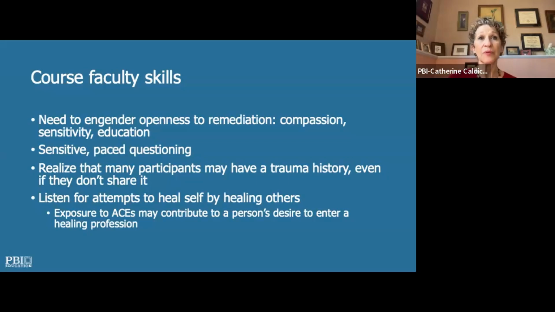Course faculty also realize that many participants may have a trauma history, even if they don't share it. And then, as I alluded to earlier, there is that small body of literature that demonstrates a connection between a history of ACEs and a person's desire to enter a healing profession. In short, there are lots of ways that faculty can recognize the signs and symptoms of a trauma history, which is the second R in those 4 Rs I told you about.